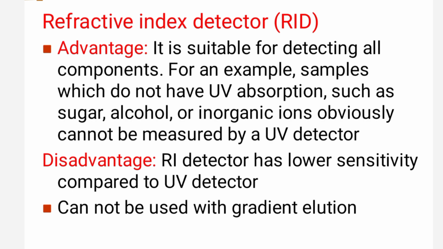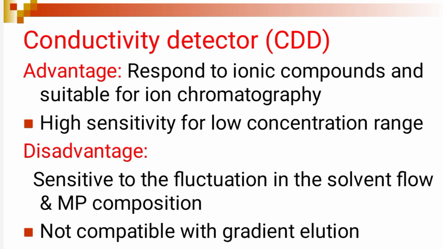Next is the refractive index detector. The advantage is it is suitable for detecting all components. For example, samples which do not have UV absorption, such as sugar, alcohol or inorganic ions, obviously cannot be measured by a UV detector. And the disadvantages are the RI detector has lower sensitivity compared to the UV detector, and it cannot be used with gradient elution.